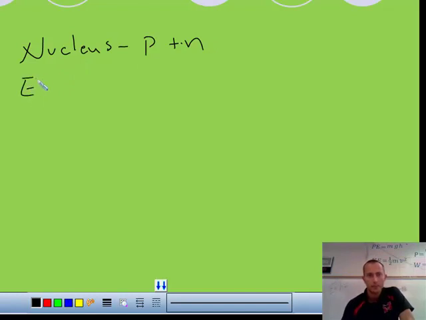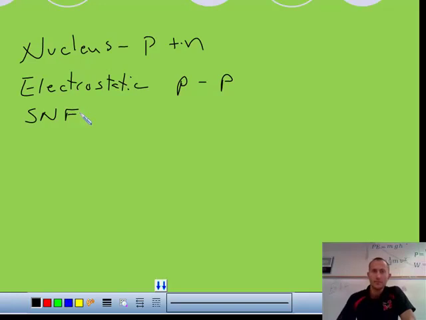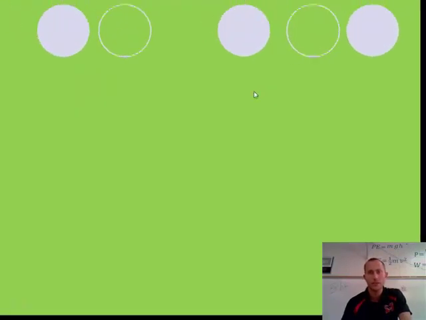There's the electrostatic or Coulomb force that occurs between protons, so proton-proton interaction, and there's the strong nuclear force. And the electrostatic force, remember, is a repulsive force between like-charged particles. So these protons are pushing each other away. The strong nuclear force is acting like the glue that holds the nucleus together to overcome that repulsive electrostatic force.